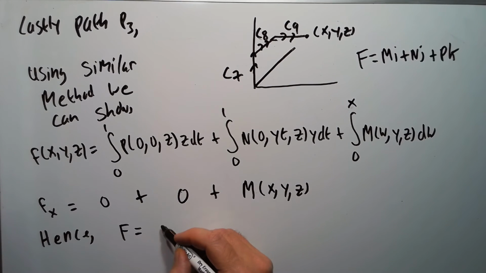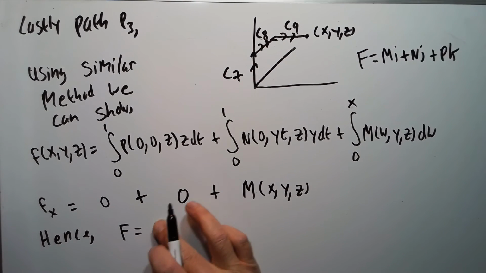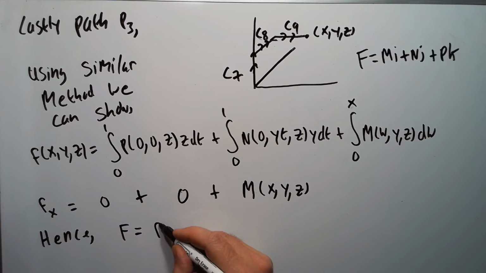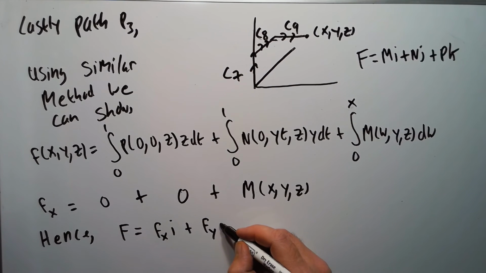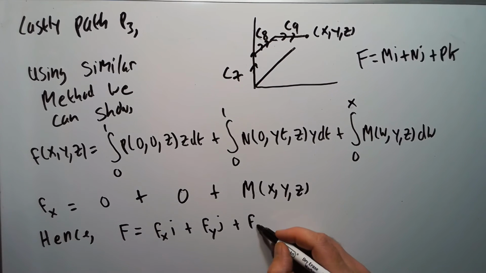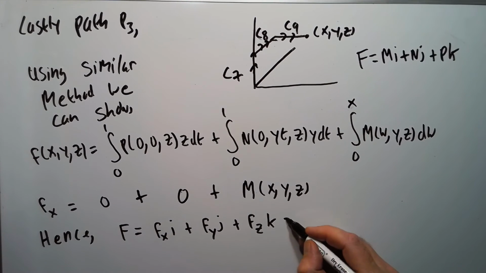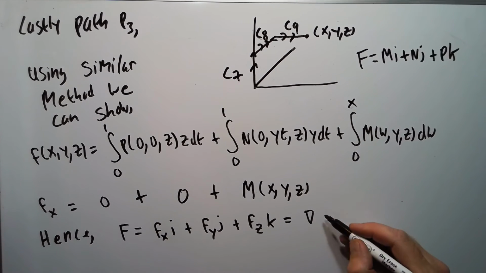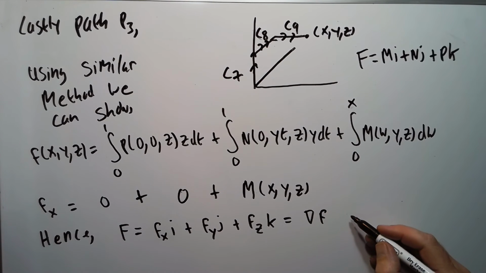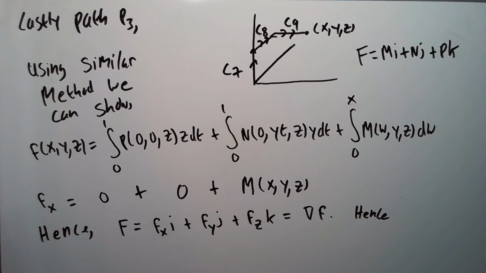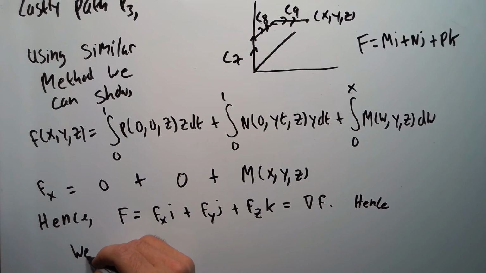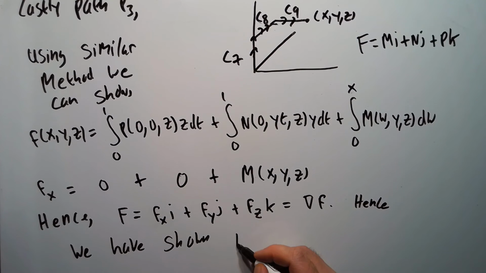So hence we've shown that big F looks like small f_x i plus small f derivative with respect to y j plus small f derivative with respect to z k, which is then the gradient of small f. So hence we've shown that 2 implies 3.